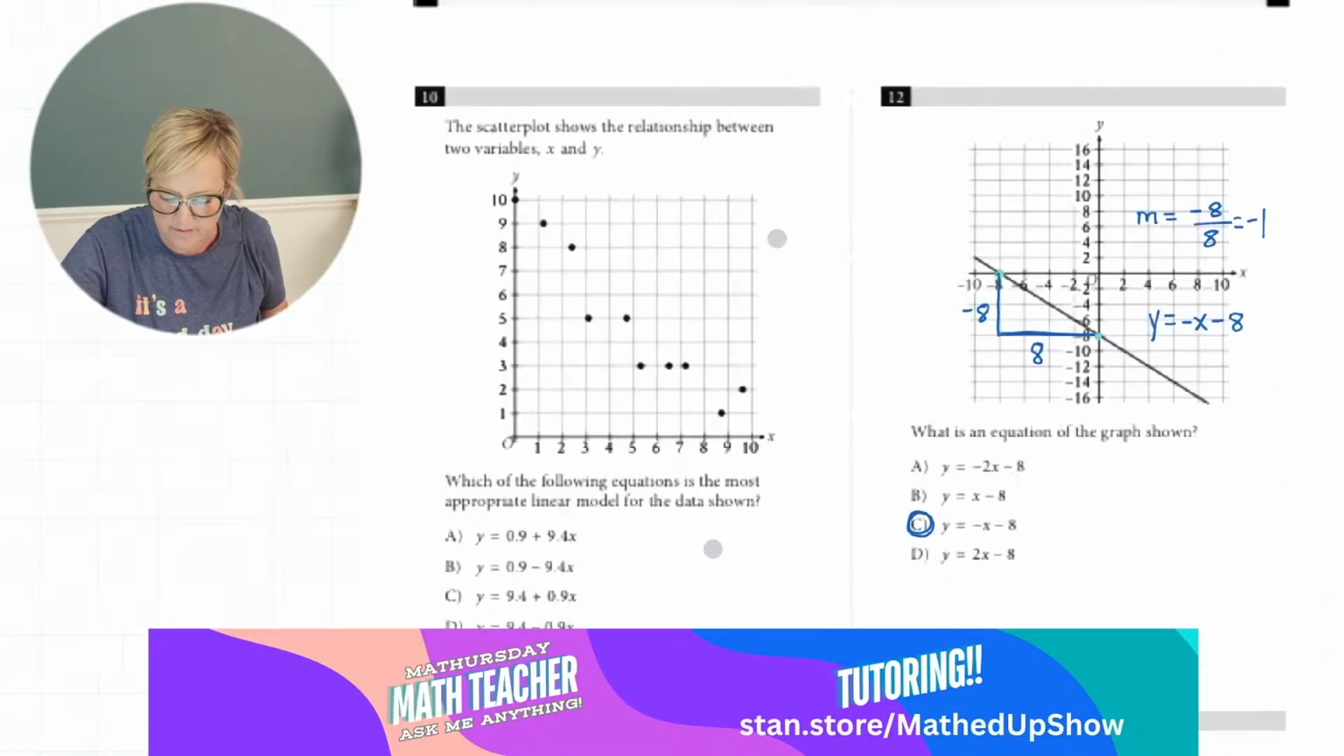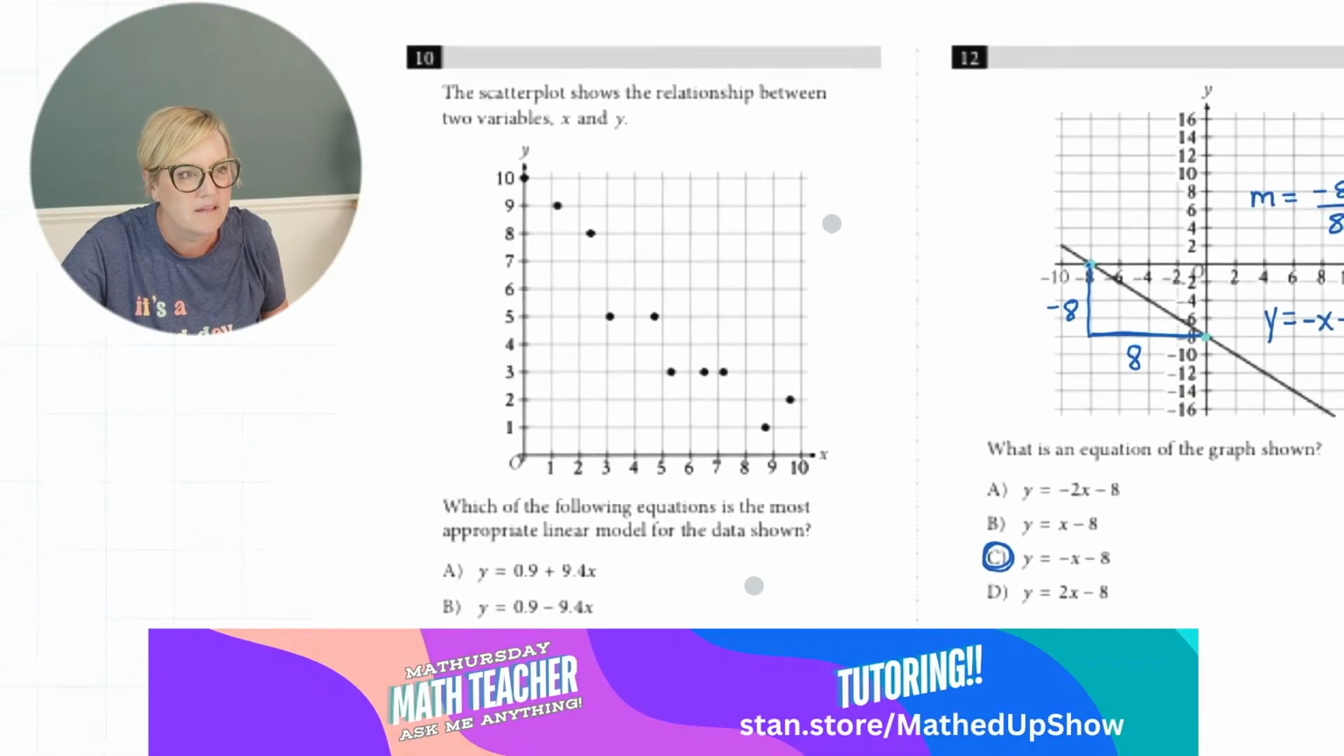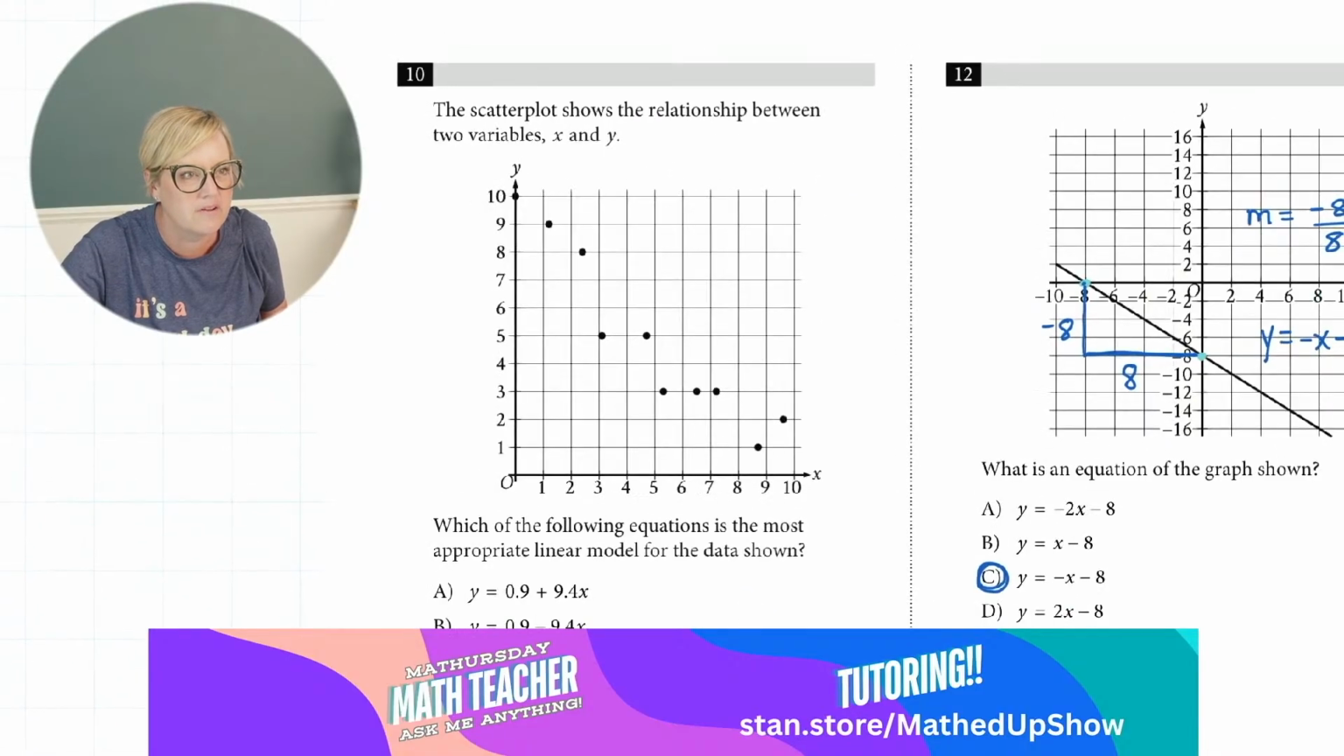Ooh, this one might be, oh no, that one. Can you guys read that? Let me know if that's too small.